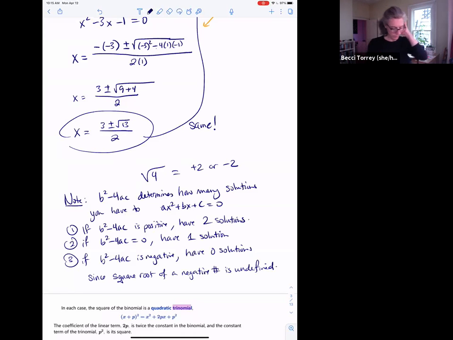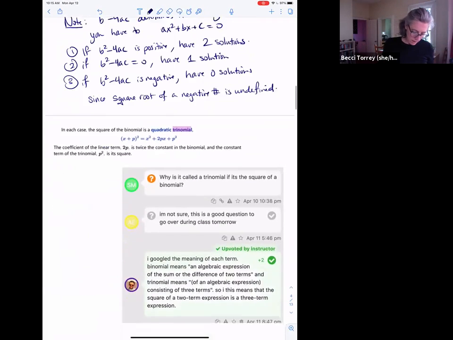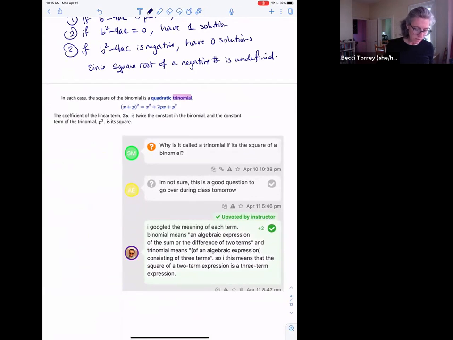So if you are wondering, am I going to find any solutions? You can do a quick check of b squared minus 4ac and see how many solutions you have.